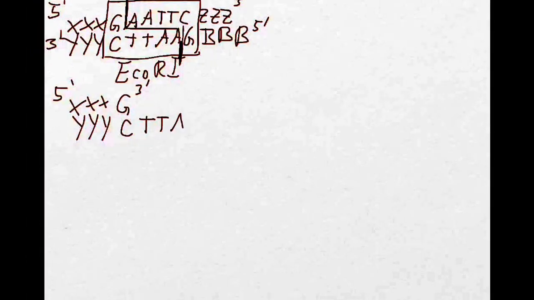We have our orientation 5', 3', and here is 3' and 5'. Now when we cut with our EcoR1 enzyme, we cut between G and A. So between G and A. And what we get is the following sequence: X, X, X, G, that's 5', that's 3' here. And of course we have Y, Y, Y, C, T, T, A, A. And that is our 5' site.